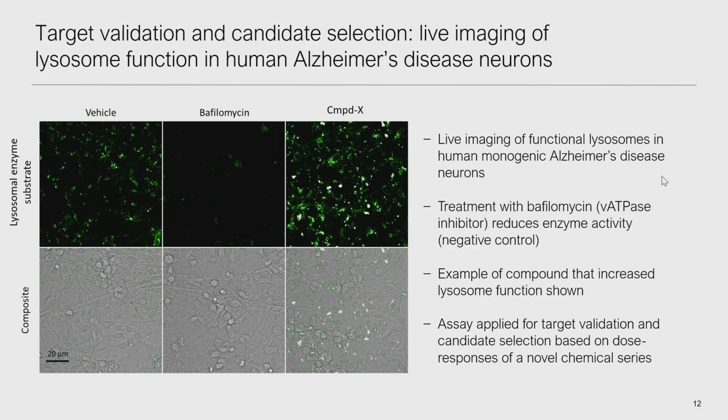So you can see in top left, the vehicle response, we have active cathepsin present. Bafilomycin deacidifies the lysosomes, so effectively means there's a huge reduction in active enzyme. So that's a really nice negative control. Compound X is an example of a compound that we identified that has increased the amount of active enzyme within the lysosomes. So this assay can be applied for target validation, for candidate selection, and to generate dose responses for novel chemical series.